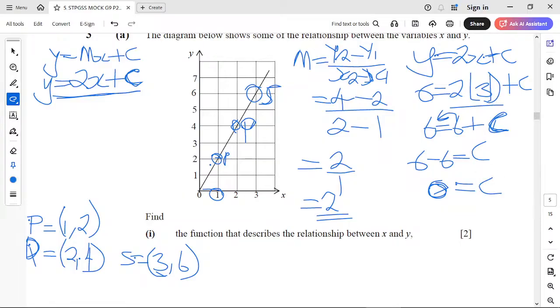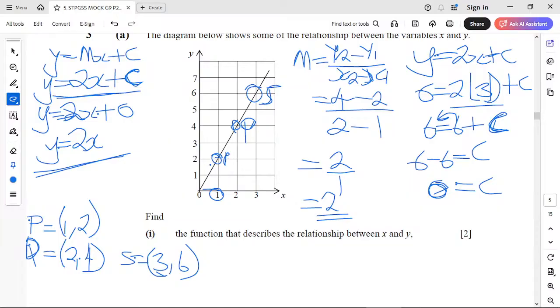So we can come to where we are writing the function and write y is equal to 2x plus c. The value of c we found is 0, so we have 0 there. Then 2x plus 0 will be 2x. And this is the function.